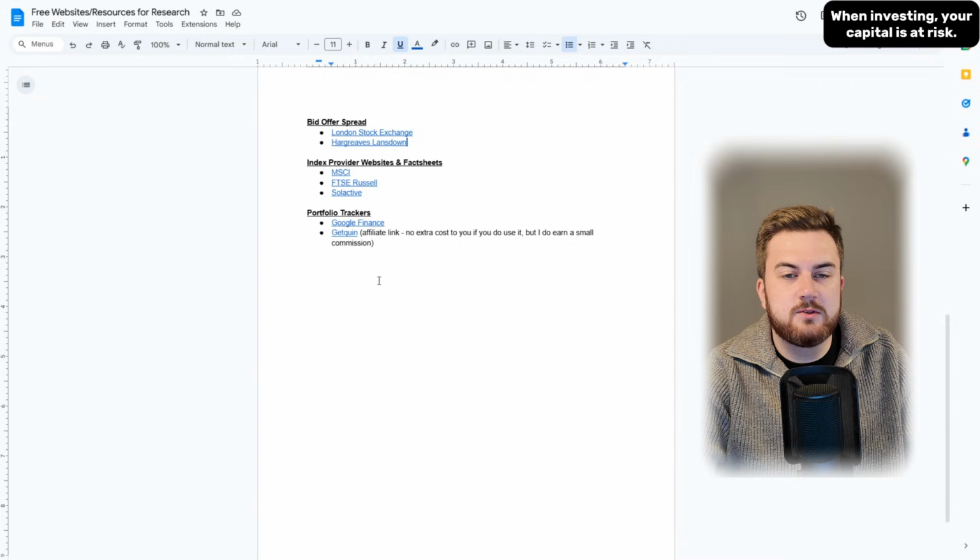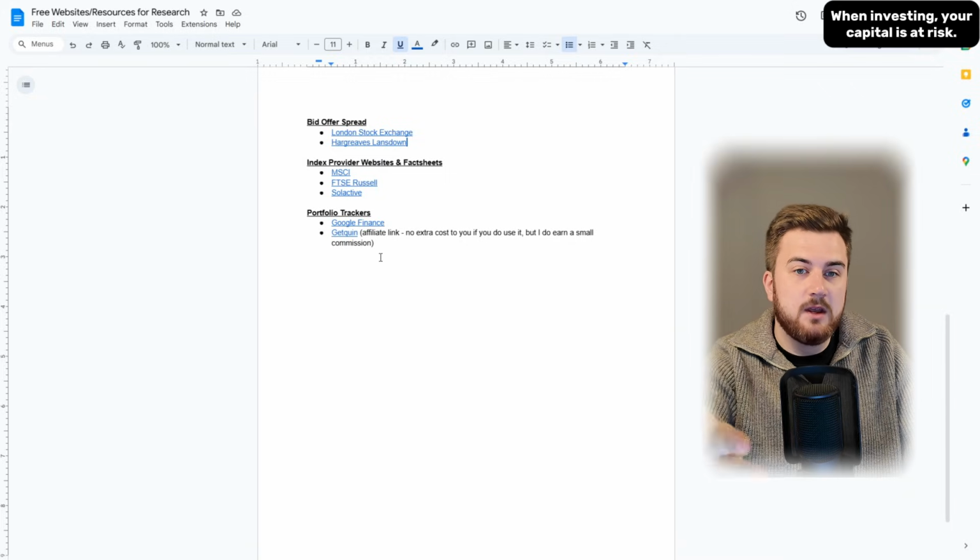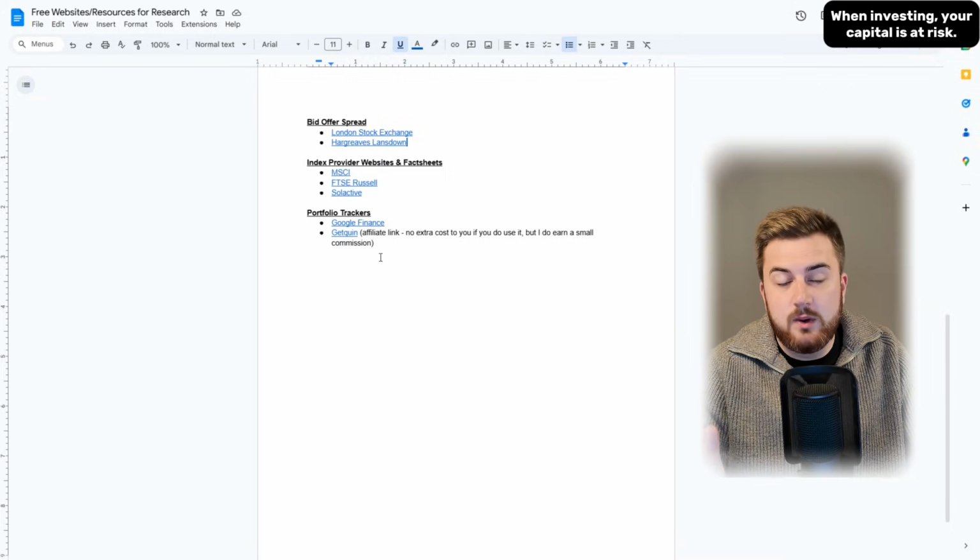Then lastly, portfolio trackers. I'll just put the two that I've used. Google Finance is free. Getquin is also free.